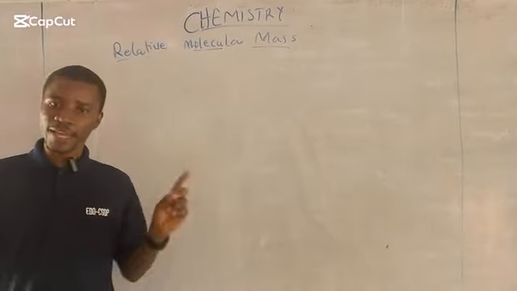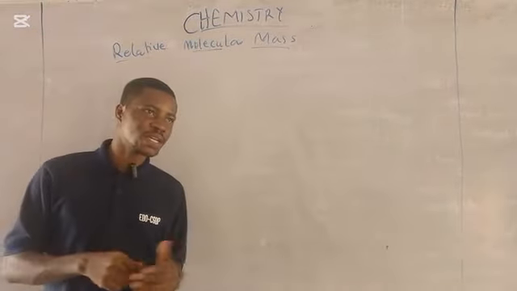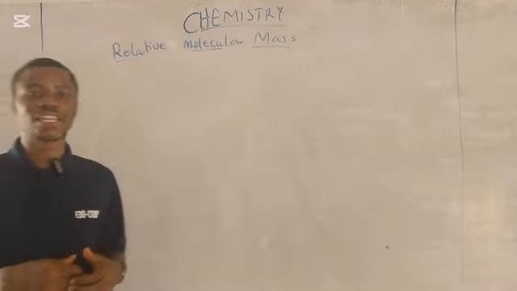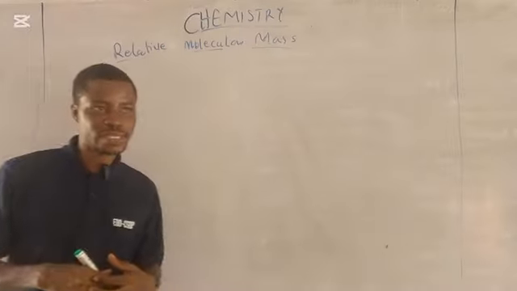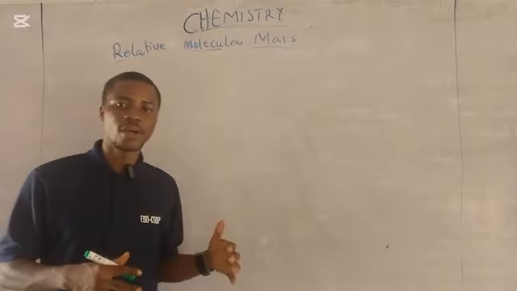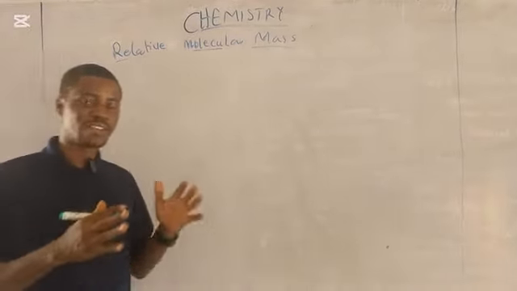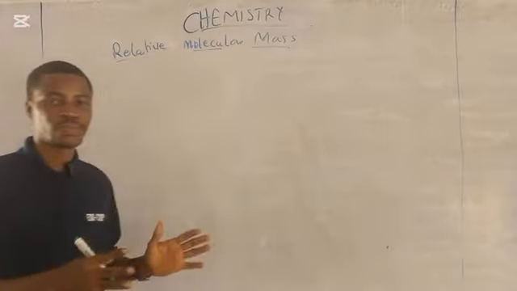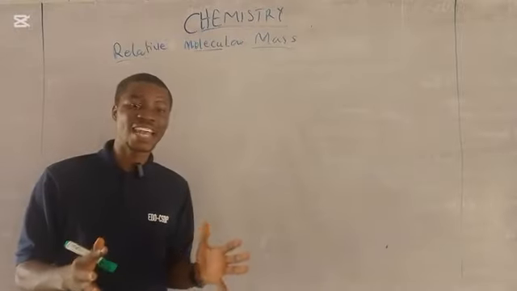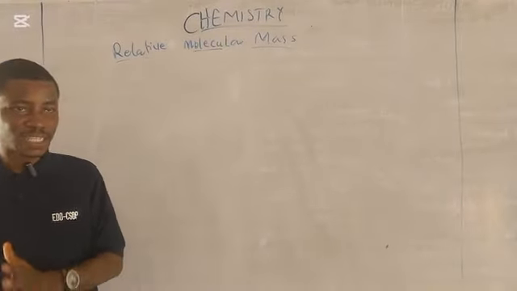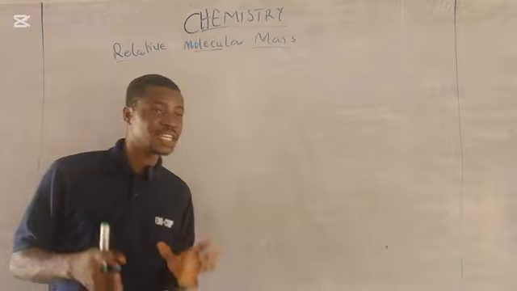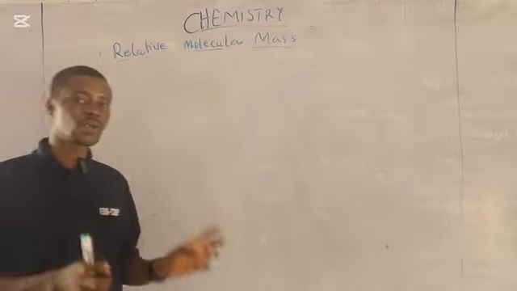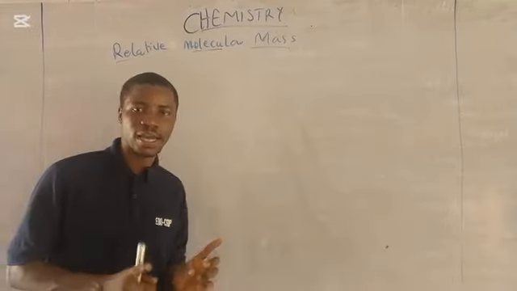And if you were in the last class, we talked about atoms, molecules, and ions. I took out my time to explain what an atom is, what a molecule is, and we gave a clear distinction between atoms and molecules. I also told you what an ion is. If you paid attention to the last class, I told you that an ion is formed when an atom loses or gains an electron.